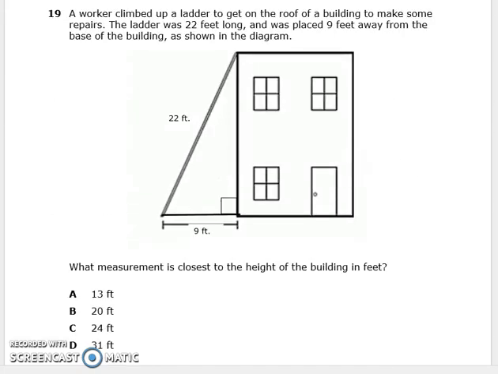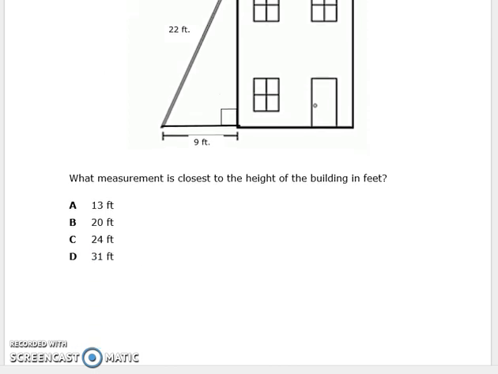Number 19. A worker climbed up a ladder to get on the roof of a building to make some repairs. The ladder was 22 feet long and was placed 9 feet away from the base of the building as shown in the diagram. What measurement is closest to the height of the building in feet? A, 13 feet, B, 20 feet, C, 24 feet, or D, 31 feet?